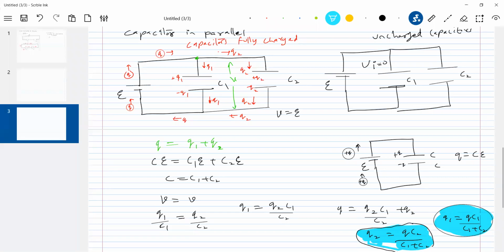So what is the ratio of the charge Q1 by Q2? It should be C1 by C2. Capacitors are fully charged, so current will be zero in the circuit, sir. Yeah, it must be. No more charge will flow further. Okay, this is about when the capacitors are in parallel.